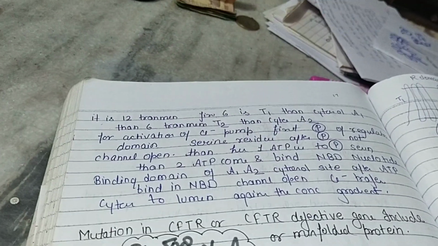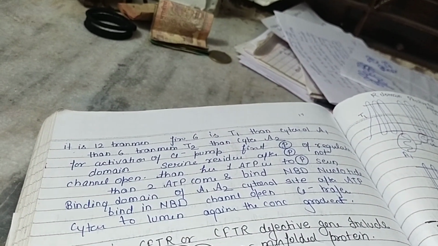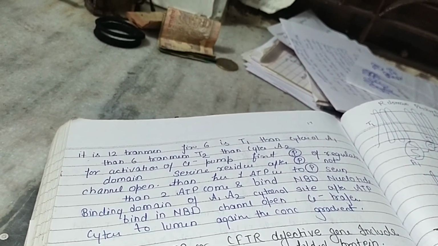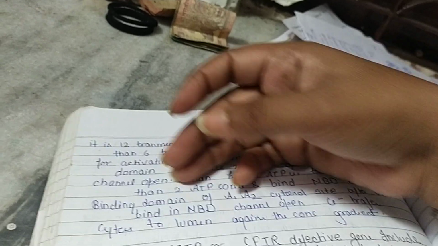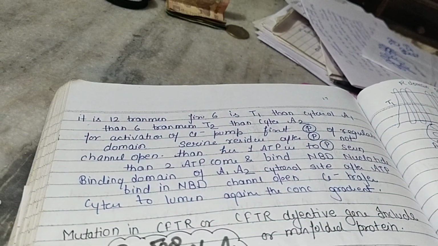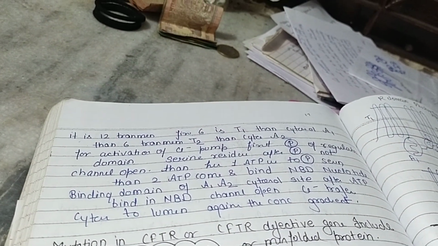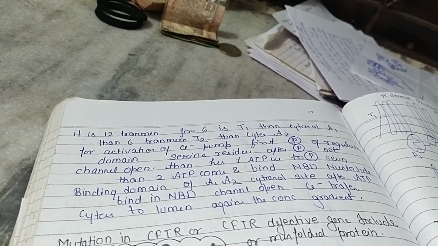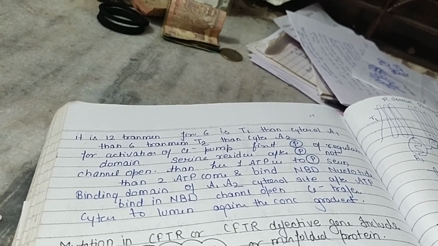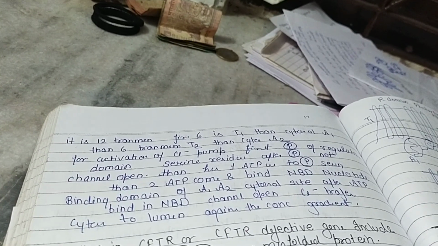It has 12 transmembrane segments: first 6 in T1, then cytosolic A1, then 6 in membrane T2, then cytosolic A2. For activation of the chloride pump, first the regulatory domain containing serine residues is phosphorylated. After it is phosphorylated, the channel does not open yet.